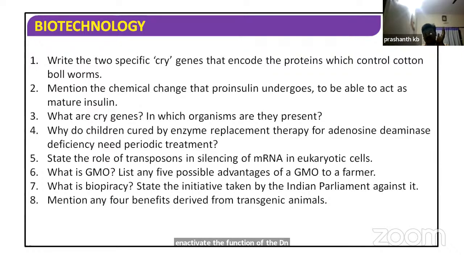In silencing of an mRNA, see, Meloidogyne incognita, a nematode. RNAi jumps and sits on this Meloidogyne. Now double-stranded RNA inactivation. So because of the jumping, double-stranded mRNA inactivation, it will cause. GMO, genetically modified organism.